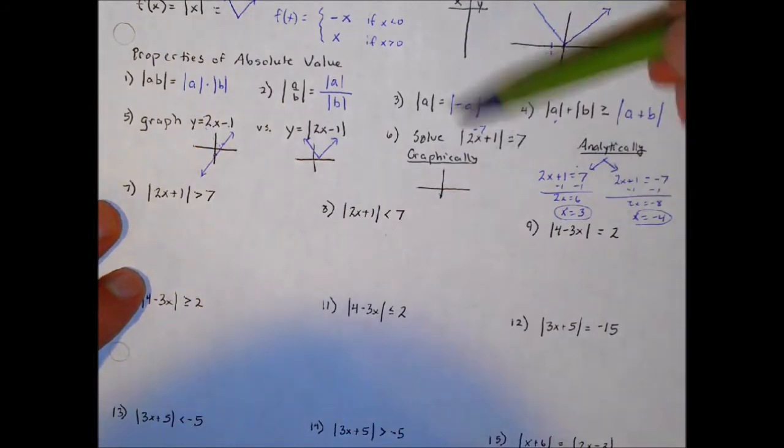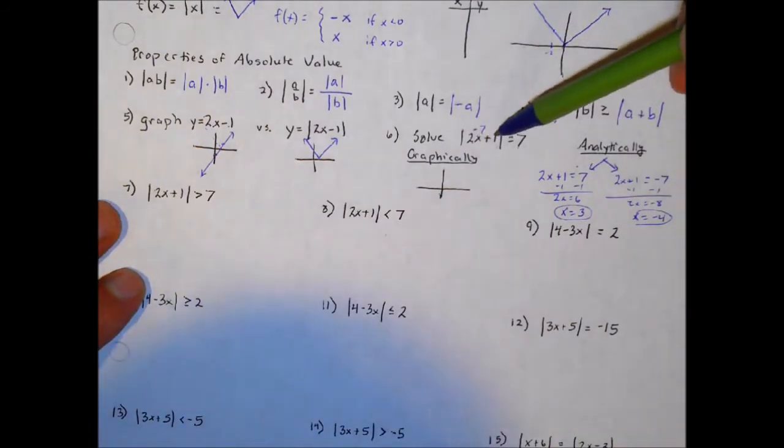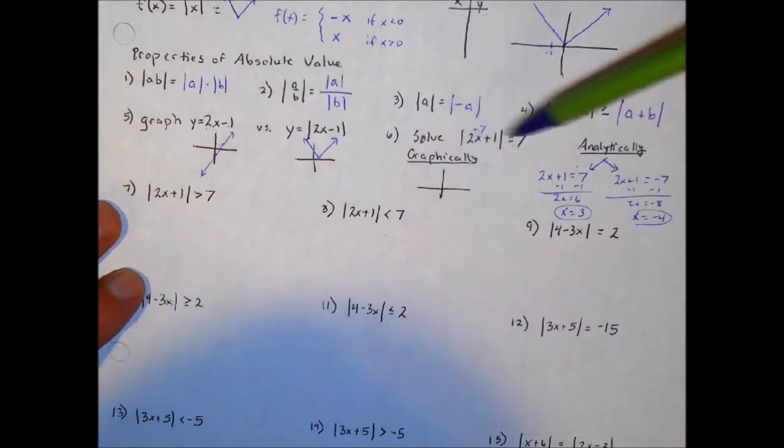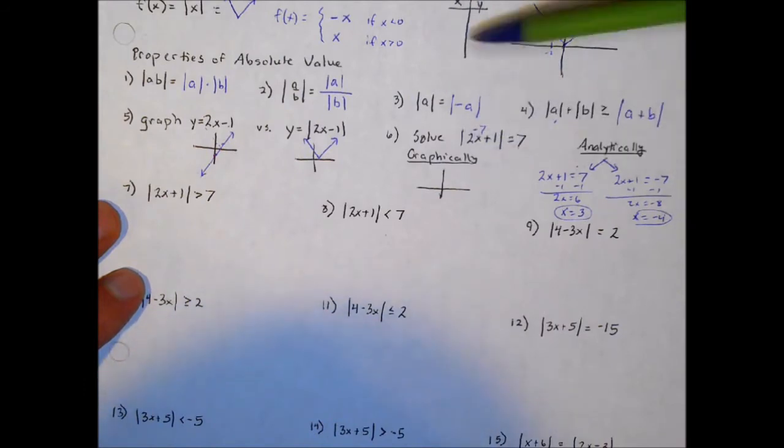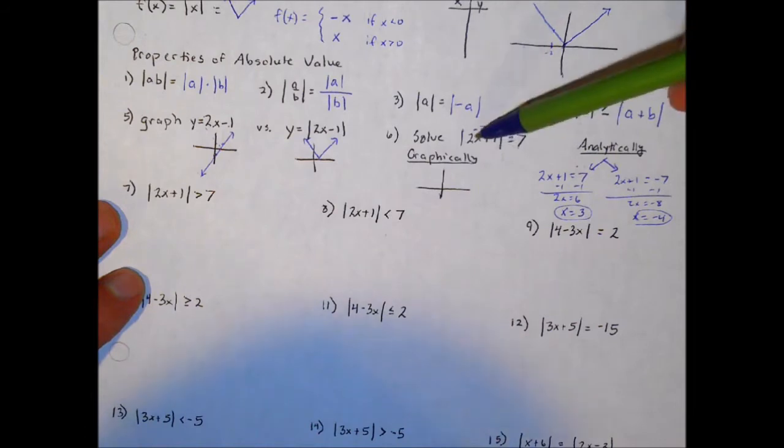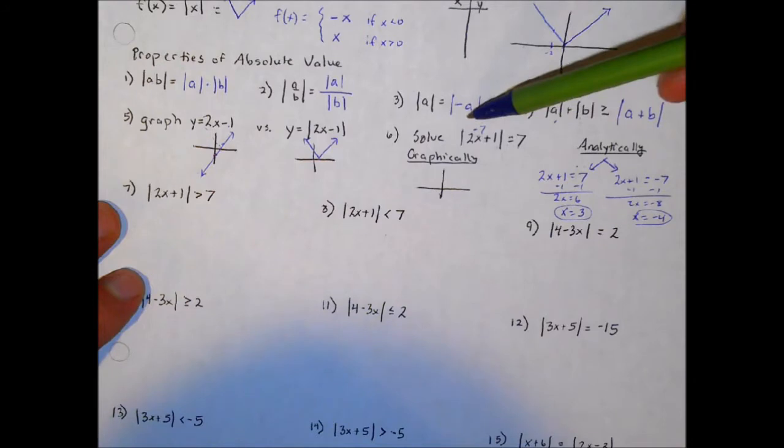Plug in a 3. 2 times 3 is 6. 6 plus 1 is 7. The absolute value of 7 is equal to 7. Plug in a negative 4. Take a guess what you're going to get. 2 times negative 4 is negative 8. Plus 1 is negative 7. The absolute value of negative 7 is also equal to 7.